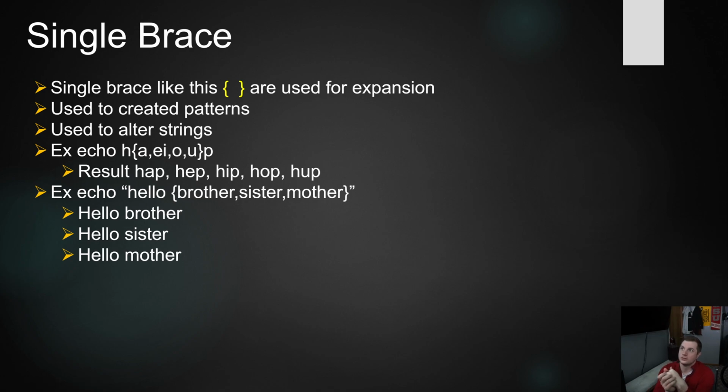Single bracket used for expansion, okay? Used to create patterns. That's all you need to know about this. So if we have echo here, and there's H, and then we have our expansion bracket here, and then it's A, E, I, O, and U, and then with a P, it's going to result as HAP, HEP, HIP. I'm missing a comma in my PowerPoint, HOP and HUP.